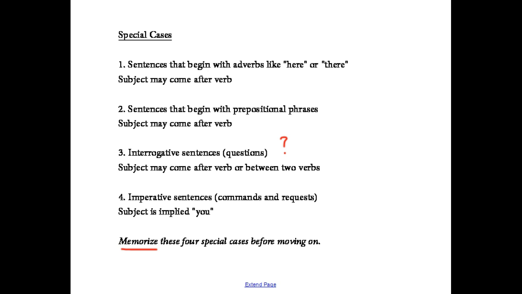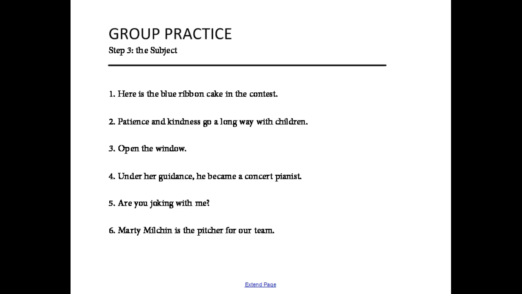Okay, so let's look at some group practice. This should be in your packet. This is just from the Charlene Tests worksheet. Group practice for step 3. What I want you to do is do these first 6, hit pause and do the first 6, and then come back and check your answers.